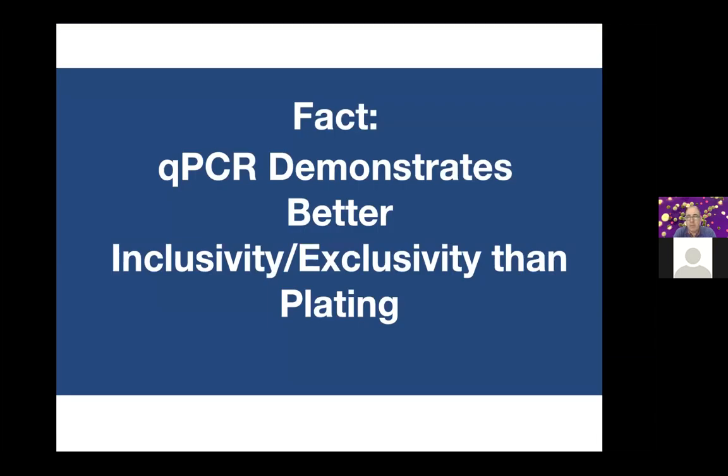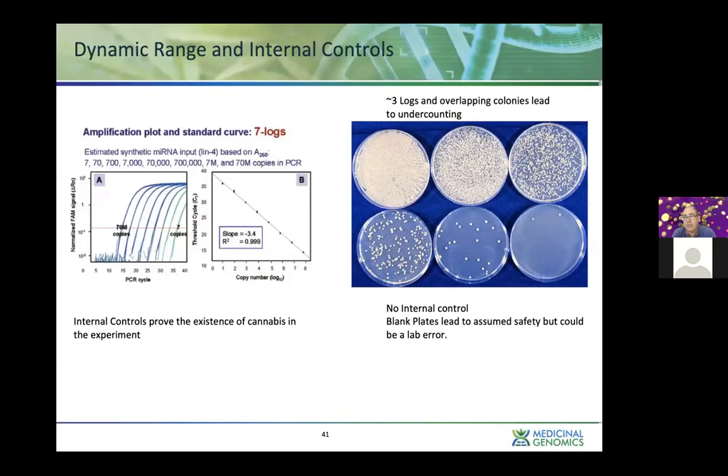And then finally, I want to touch on just inclusivity and exclusivity. I think this is the real key difference between the platforms. The reason why you can have a more sensitive platform like PCR and have it fail less material is because it is more specific. We don't have bacteria showing up where they shouldn't. It also has more dynamic range. You can get about 7 logs of dynamic range with PCR, and you struggle to get 3 with plating.